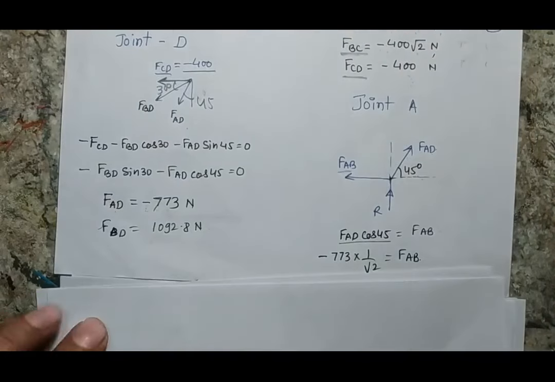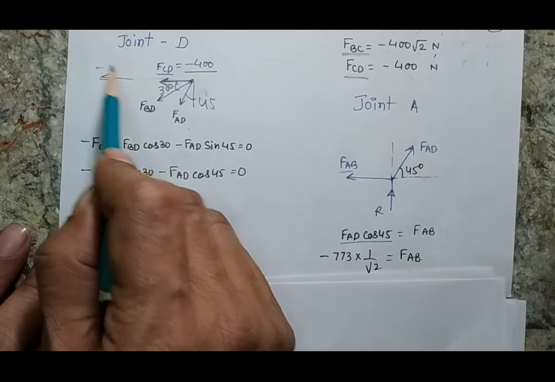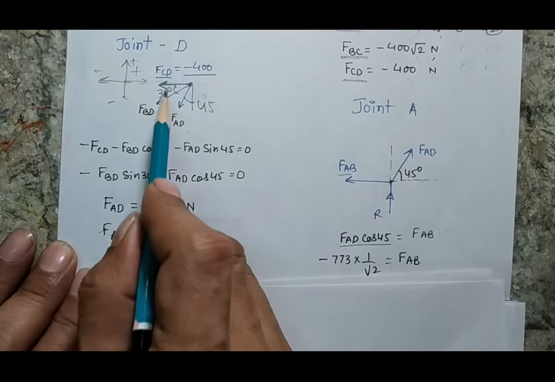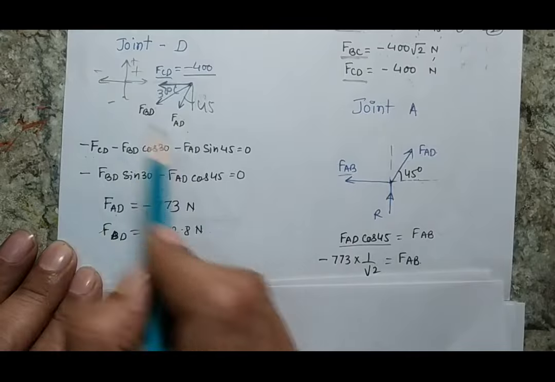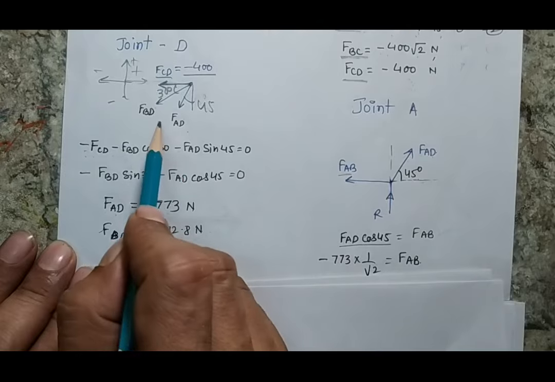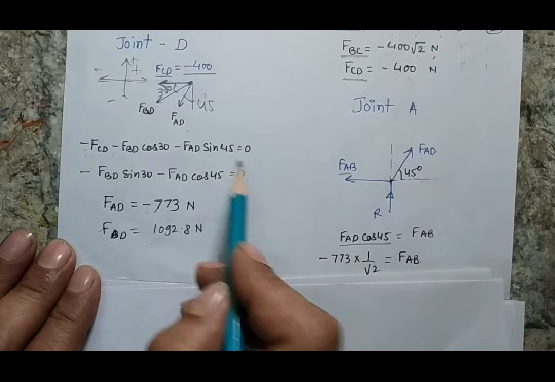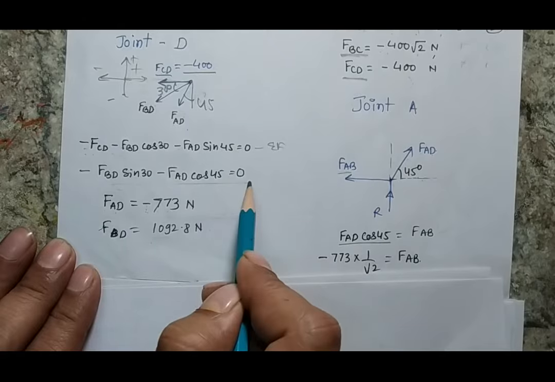Balance. This is the equation for my horizontal force balance: minus FCD, because this is my negative and this is my positive direction. Upward is positive and downward is negative. So minus FCD, horizontal component of these two forces will also be in this direction. So all the forces will be with the negative sign. FBD cos 30 and FAD cos 45 or sine 45. So this is my equation for the horizontal force balance, and this is my equation for the vertical force balance.